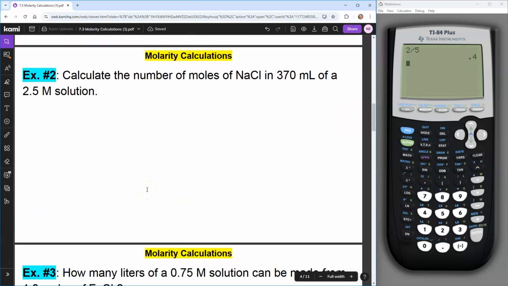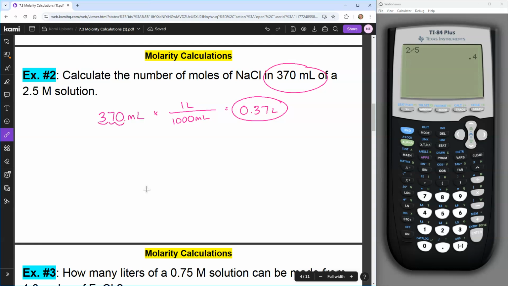Okay, here's the next one. Calculate the number of moles of sodium chloride in 370 milliliters of a 2.5 molar solution. All right, so here we're given milliliters, and we need to convert those. So I have 370 milliliters, and I know there are 1,000 milliliters in 1 liter. So when I plug this into my calculator, I'm going to get 0.37 liters. You can also just move the decimal place 3 places to the left. So if I did that, 1, 2, 3, I would end up at the same place. So either way is fine.